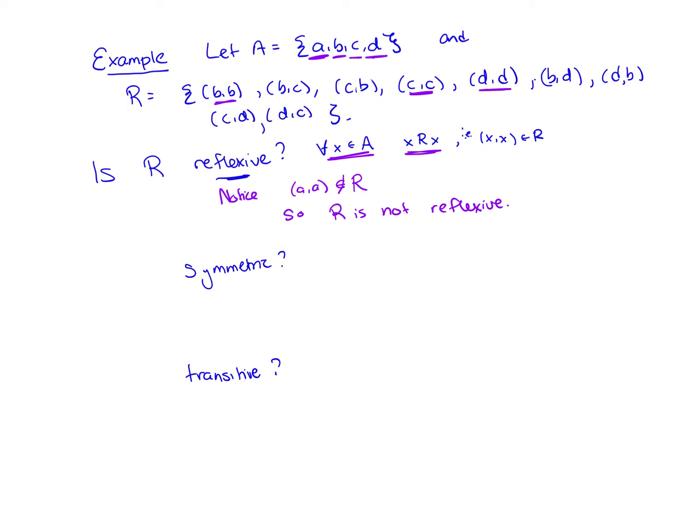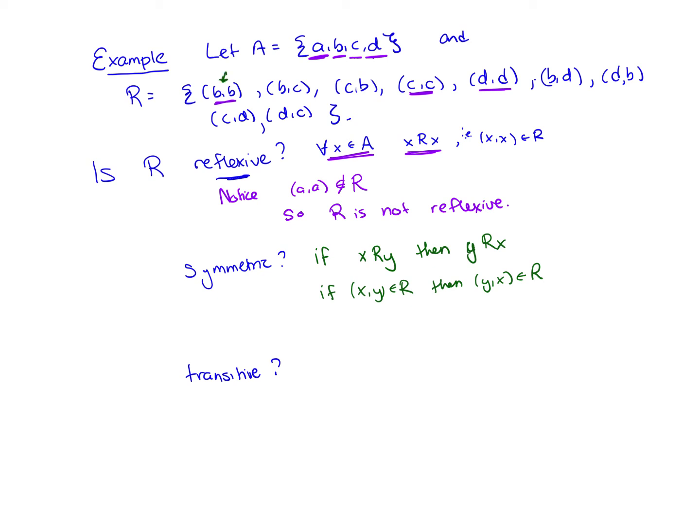Okay, for symmetric, we need to check if X, R, Y, so if (X, Y) is in the relation, then (Y, X) is in the relation. So I could write that as Y R X. I could also say if XY is in R, then YX is in R. So here what I need to check is that for every element in my relation, when I change the order, it's also in there.